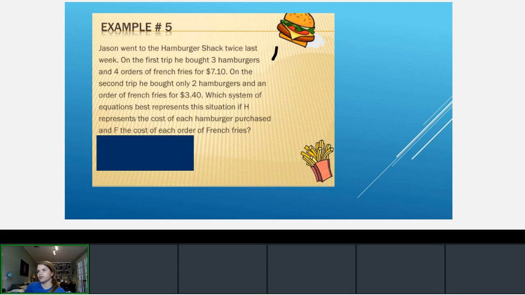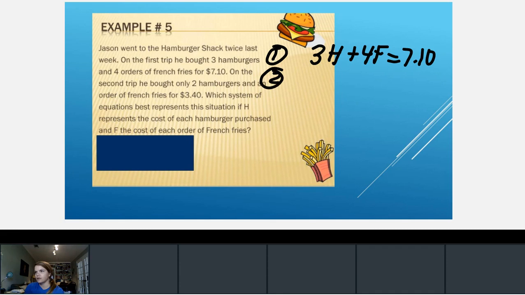Okay, so let's talk about his first trip. First trip, he had 3 hamburgers plus 4 French fries and spent $7.10. The second trip, he had 2 hamburgers plus 1 French fry, so plus F, for $3.40. And that's it. That's your system of equations.